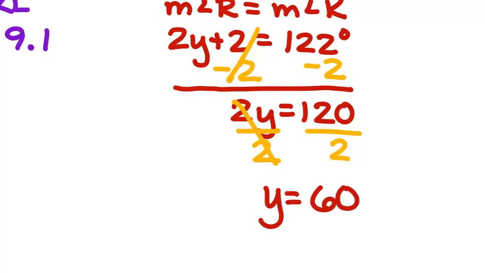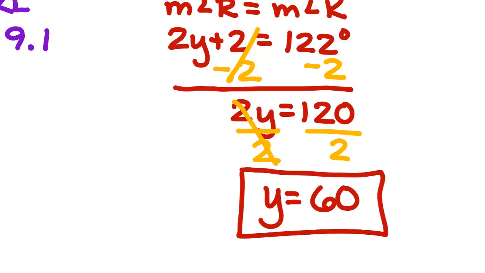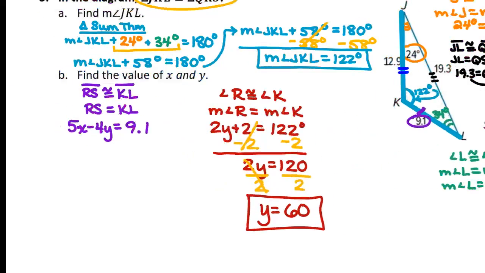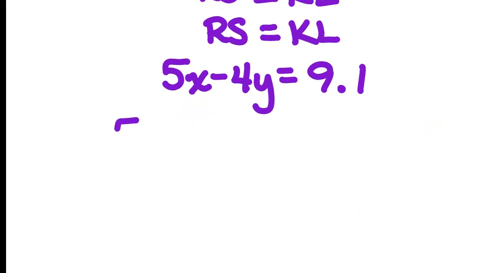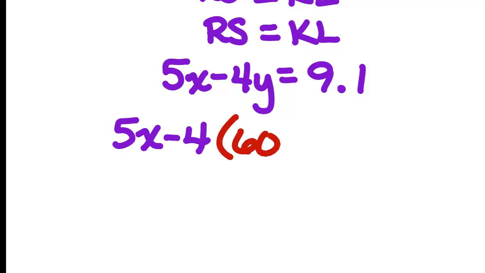If you guys accidentally stick the degree symbol on here, I'm not counting off for that. But I do want to keep reminding you guys that unless it is a whole angle, we don't put degrees on it. So y is 60. Now I can come back over to the other equation that I was trying to solve, and I can substitute 60 in the place of y. So now I have 5x minus 4 times 60 equals 9.1.